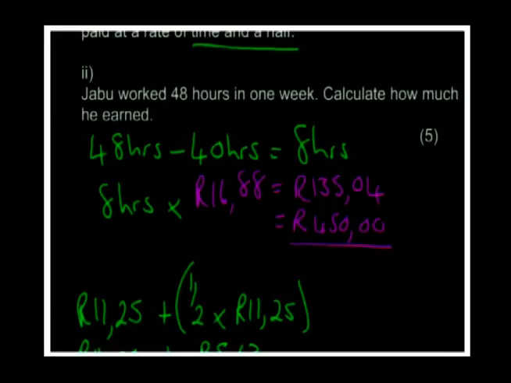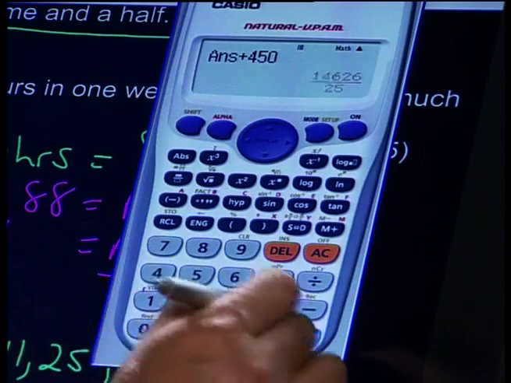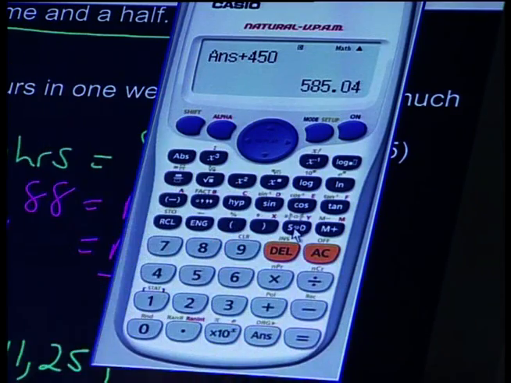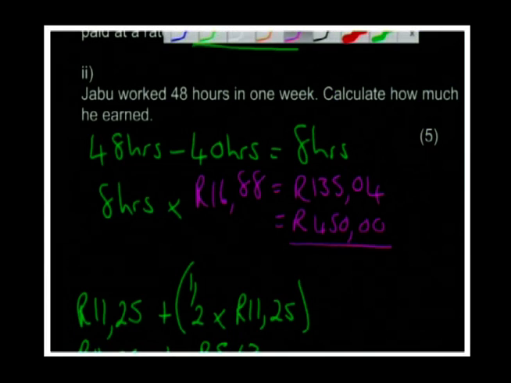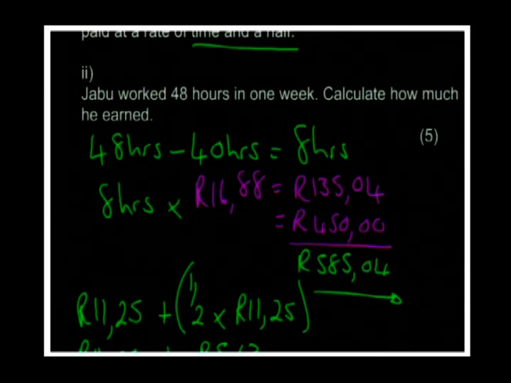Okay, so it's 135 Rand and 4 cents plus 450 Rand. So let's go for it. So we've got that plus the 450. He gets a total amount of 585 Rand and 4 cents. So 585 Rand and 4 cents. That's how much Jabu's going to get paid for working those extra 8 hours in the week.